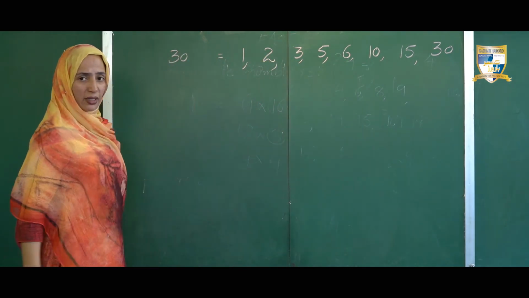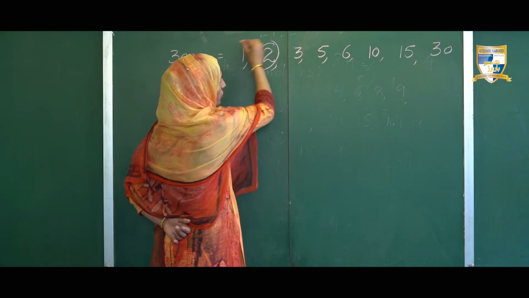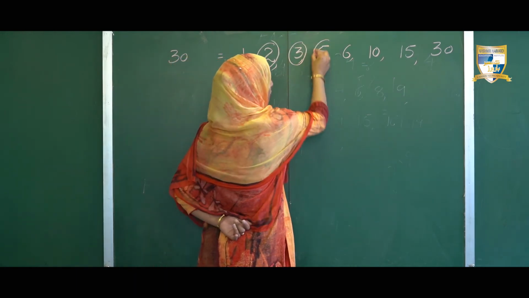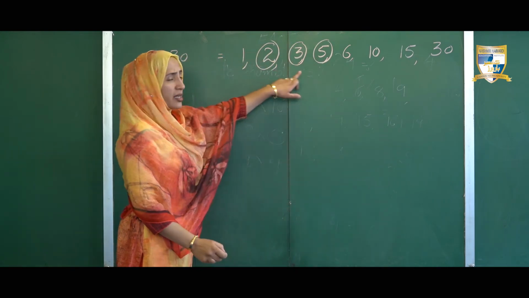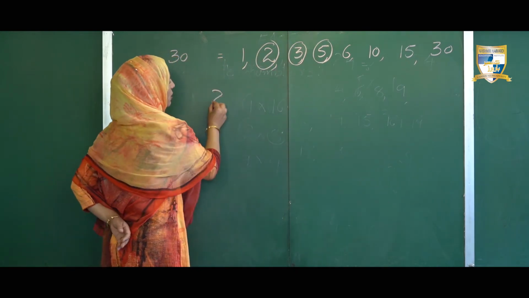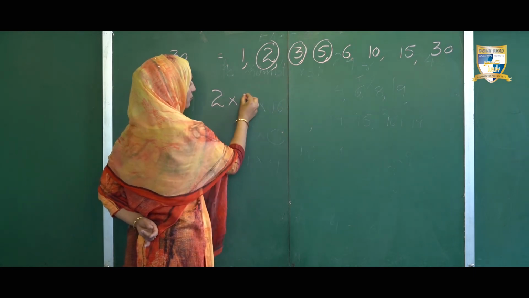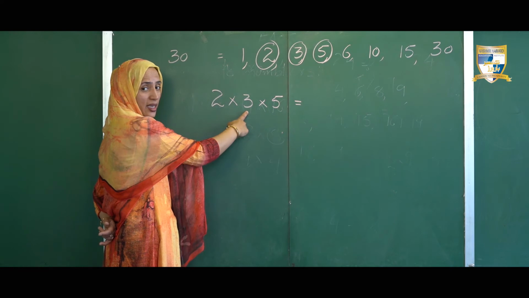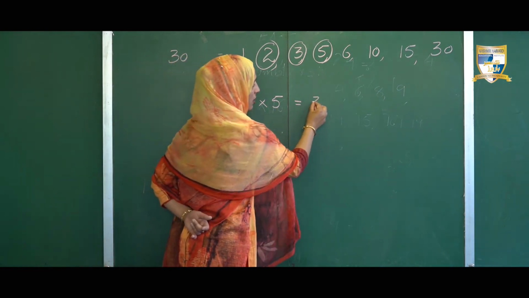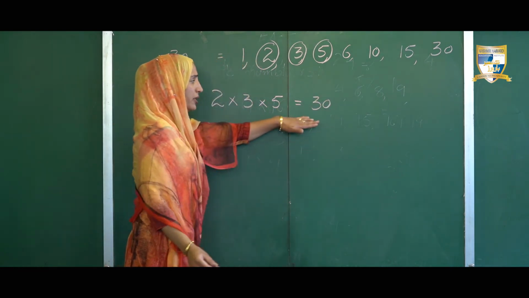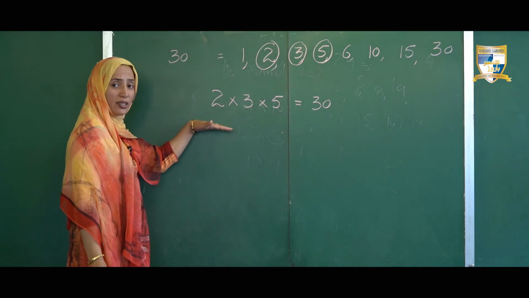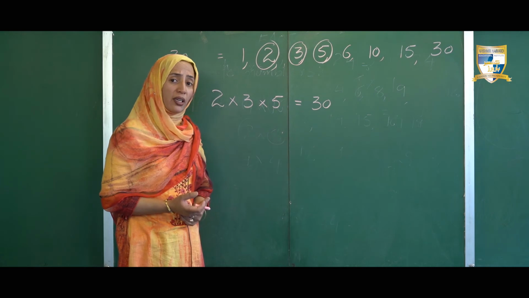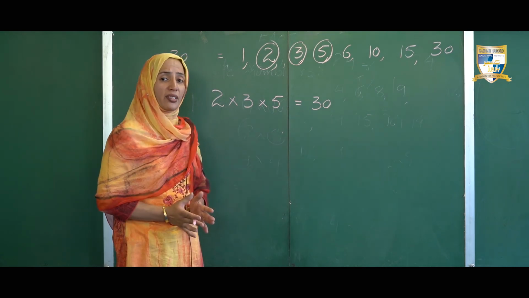Among all these factors, you can see 2 is a prime factor, 3 is a prime factor, and 5 is a prime factor. These 3 numbers are the prime numbers. I'll take the prime factors of number 30. 2 3s are 6, 6 5s are 30. Here I have expressed number 30 as a product of its prime factors. That means when a number is expressed as a product of its prime factors, we call it prime factorization.